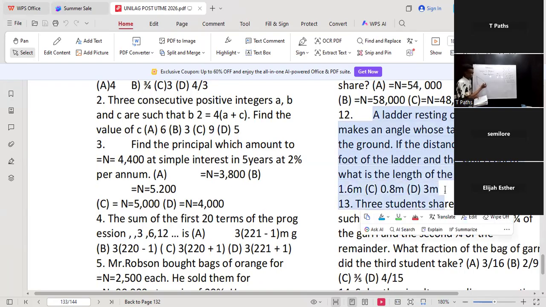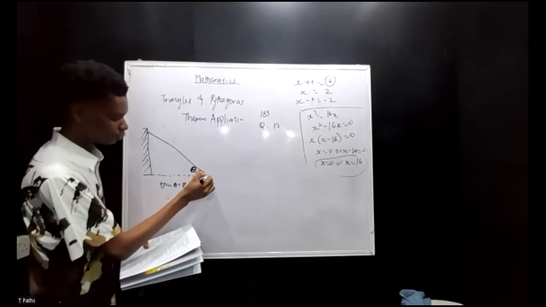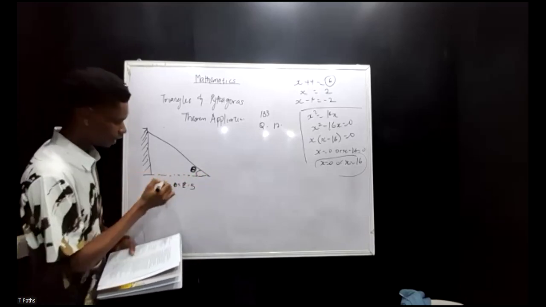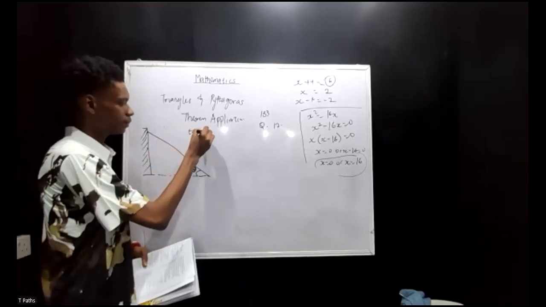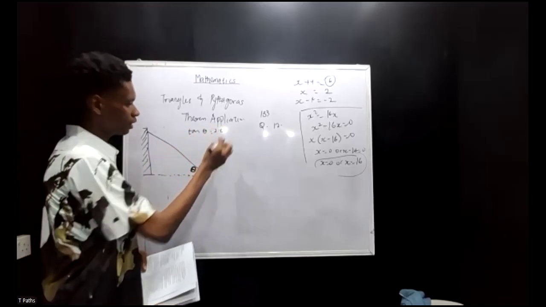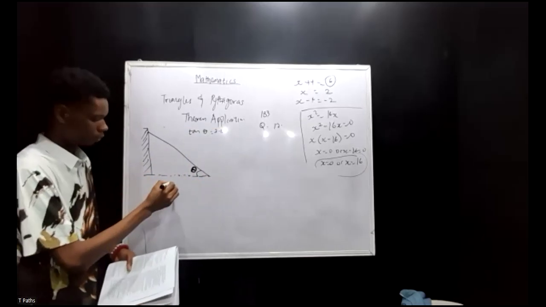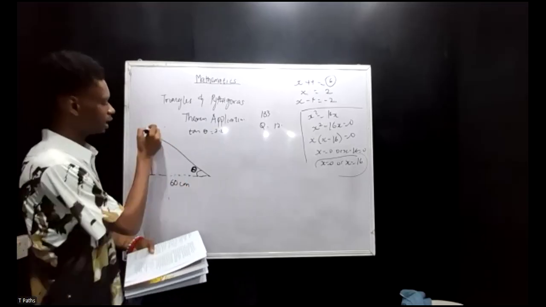Now, theta is the angle the ladder is making with the ground, but the tangent of this angle is 2.5 in the question. So I'm writing tan theta is equal to 2.5. Now, the distance between the foot of the ladder and the wall is 60 centimeters. So the distance between here and here is 60 centimeters. The question asks, what is the length of the ladder? So the length of the ladder is what I'm looking for.